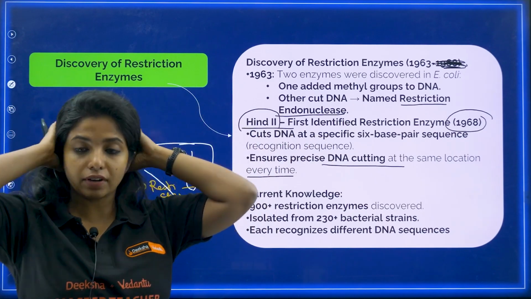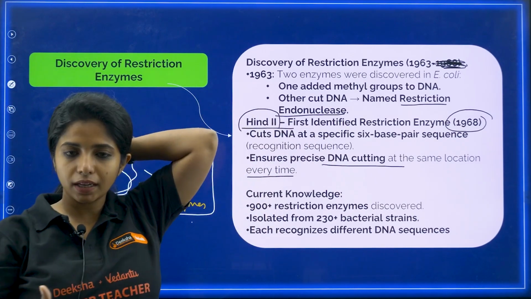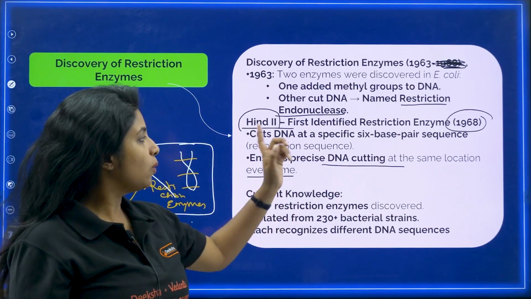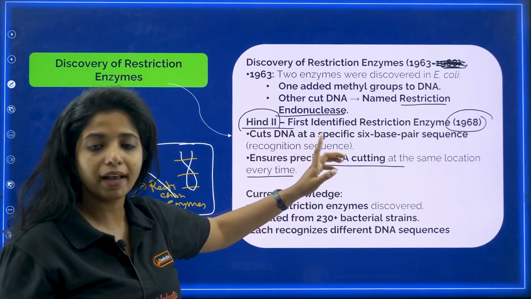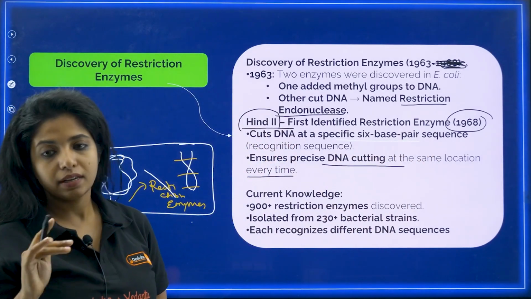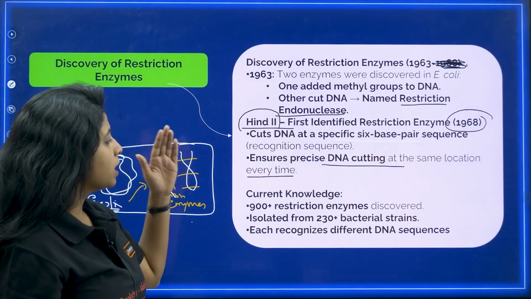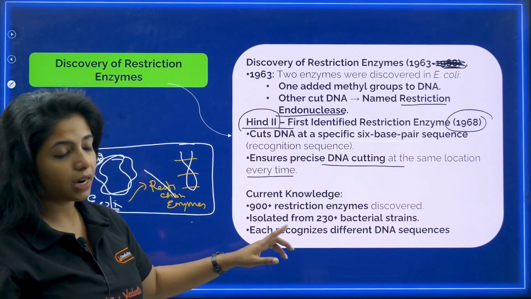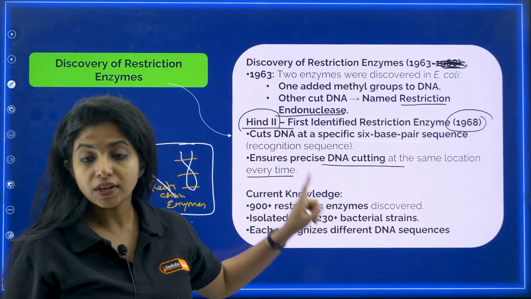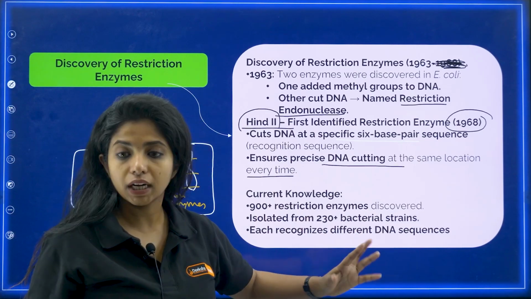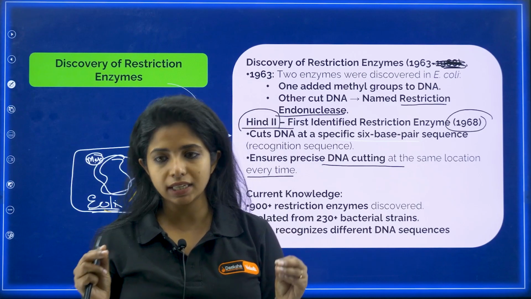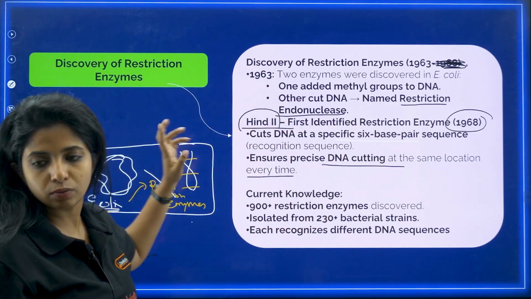Okay, the first identified restriction enzyme. Generally speaking, the first restriction enzyme to be totally found out was HindII. And it cuts the DNA at specific sites, that is 6 base pair sequence sites. Fine. Now, current knowledge that we have about restriction enzymes is that there are 900 plus restriction enzymes isolated from 230 plus bacterial strains, and each of them recognizes different DNA sequences. Each of them has different sites, okay, and you call these sites recognition sites. So over here, this is the 6 base pair sequence for them.